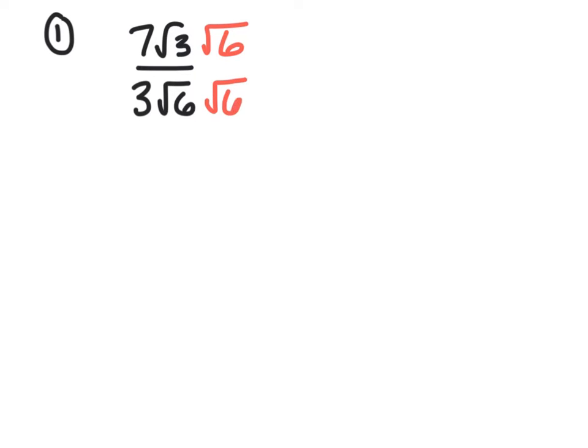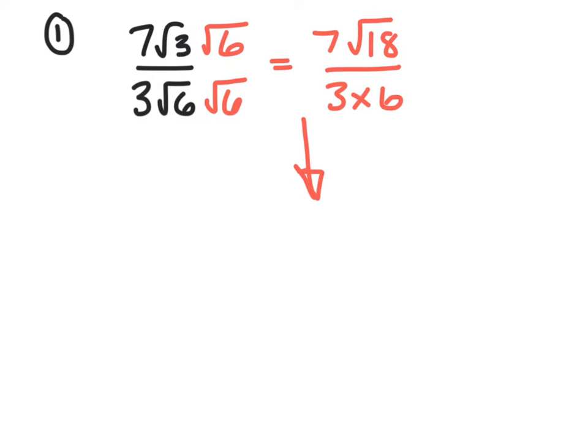So the top then becomes 7 times root 18 and the bottom becomes 3 times 6. Now you've got a wee bit more work to do from there because we need to simplify the root 18. Things will start to cancel and you'll be able to get the answer.